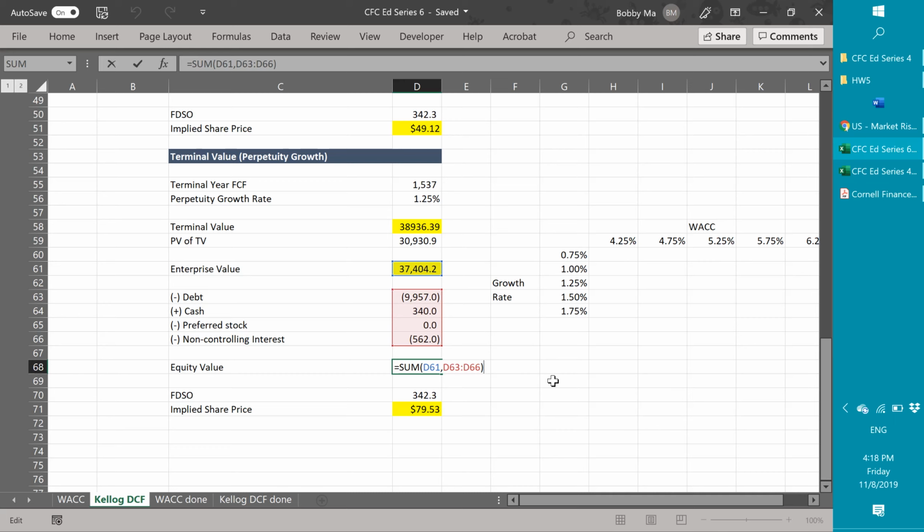Because, yeah, it's all of them. Your enterprise value is equity plus debt minus cash plus preferred stock plus non-controlling interest. So you're basically reversing that. So your equity value is enterprise value minus debt plus cash minus preferred stock minus non-controlling interest. And since I listed debt, preferred stock, and non-controlling interest as negative, you can just sum everything up to get your equity value.